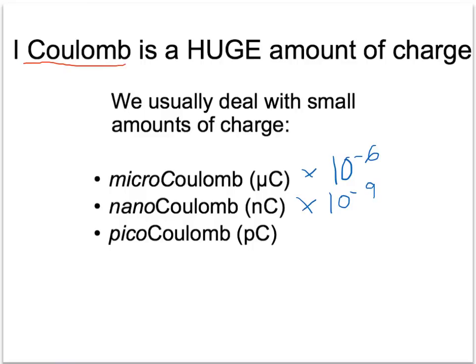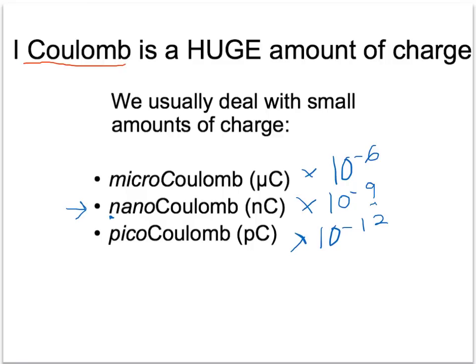And then there's pico, which is times 10 to the negative 12th. You should take a second and memorize this. Nano is very easy for me to remember because nano and 9 both begin with an N, so I can associate those. Micro is times 10 to the negative 6, you just have to remember that, and pico is times 10 to the negative 12th. You need to memorize these prefixes right now. So actually, why don't you pause the video and just take a second to memorize those.